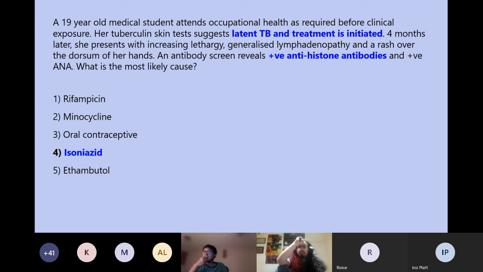And ethambutol affects the eyes again. It's similar to hydroxychloroquine. I think loss of colour vision is the first thing. You only usually use ethambutol for 2 months. If you have to use it for a longer period, you're really worried about the eyes, because in the first 2 months it's usually okay, but you still monitor it.